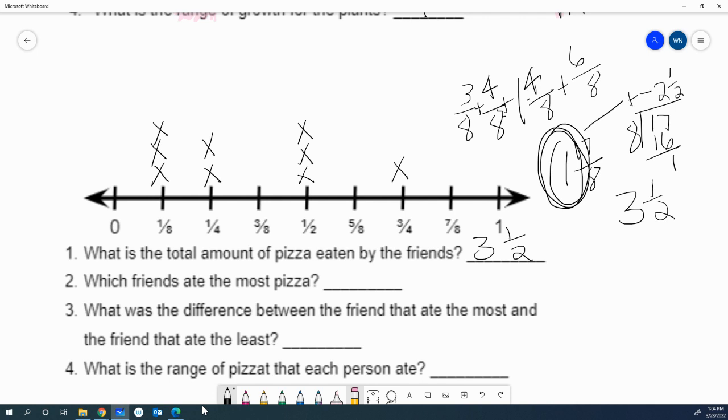Number 2 says, which friends ate the most pizza? How do we want to interpret that question? I want you to decide which measurement is the most. So which one person ate the most pizza? I know you don't remember their names, but go ahead and put the measurement in. For this one, you should have said the 3/4 is the most pizza. And just so we have a name, we know that Amy ate 3/4 of the pizza.